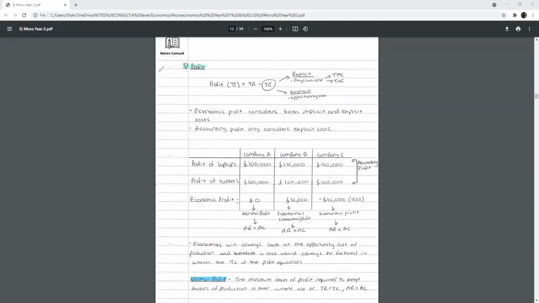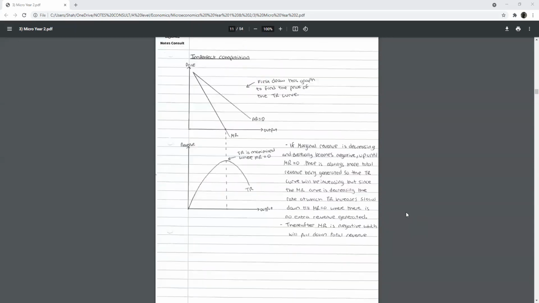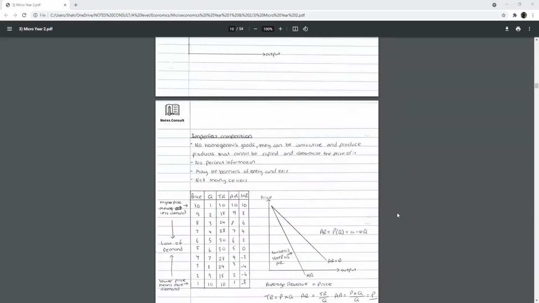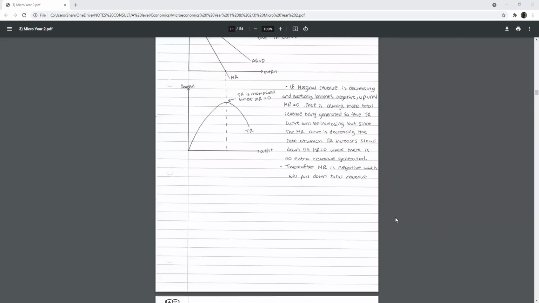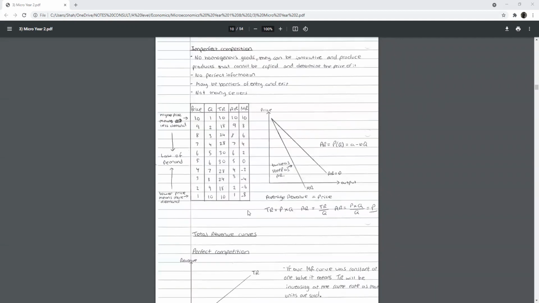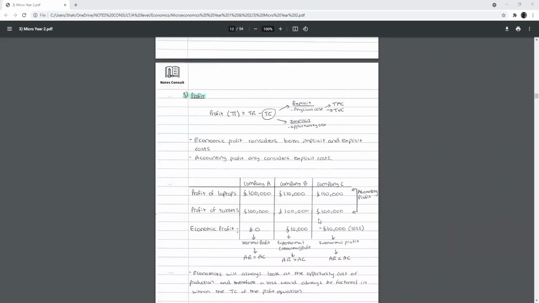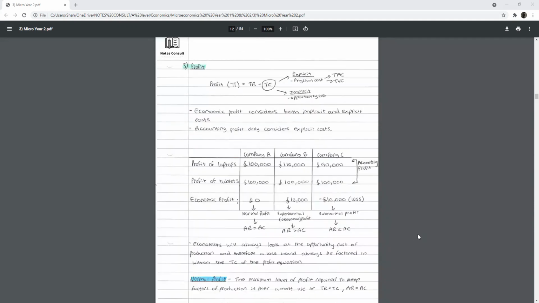Yeah. So last week we did up to here, the perfect and imperfect competition, but we're going to go further into this, so don't worry if you don't understand it just yet. Let's talk a bit about, so we did cost and revenue. Let's talk a bit about profits now.